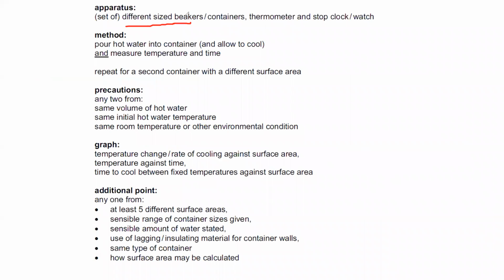Apparatus: different size beakers, thermometer, stopwatch, you score a mark. Method: you pour hot water into a container, you measure the temperature and time, and repeat for a second container with a different surface area. Precaution: here they mention any two from this. You take the same volume, you take the same initial temperature, and additional points are there. Write any one from this: take the same amount of water or the same type of container. And then you plot a graph between the temperature and the time.